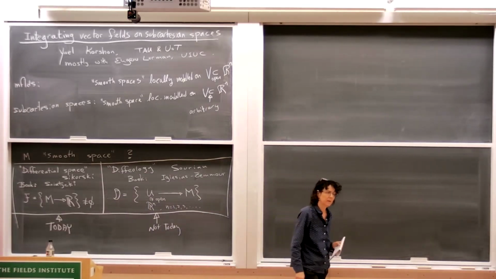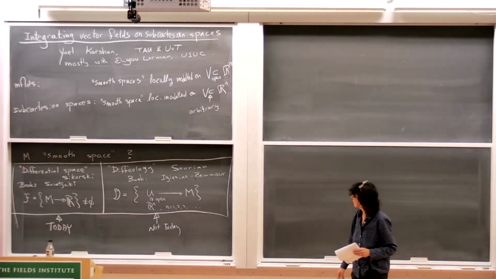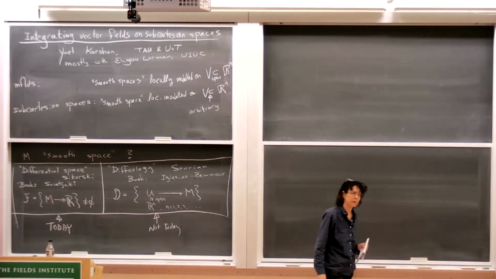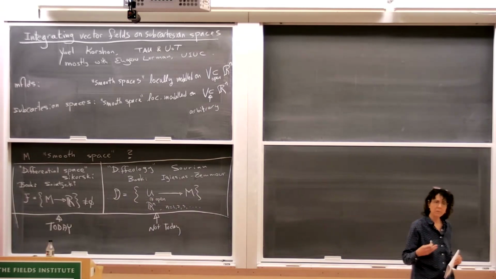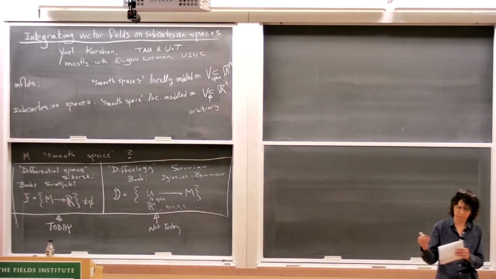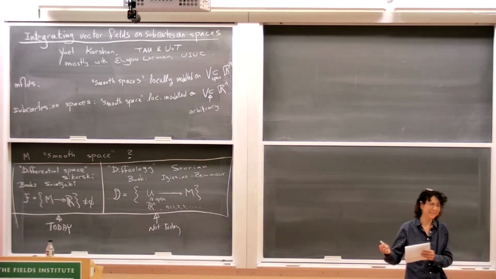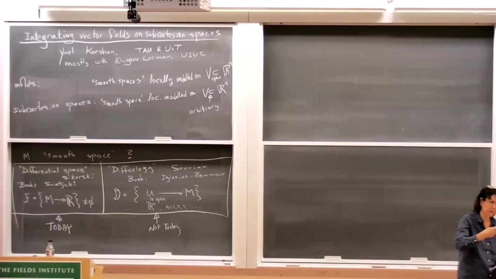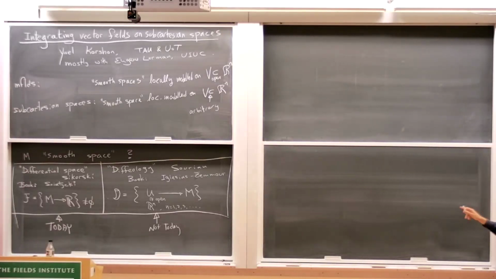Yes. What do the words locally modeled on mean? I will explain. I will explain. Informally, little pieces of your space look like little pieces of either open subsets of R^n or arbitrary subsets, but this is informal.